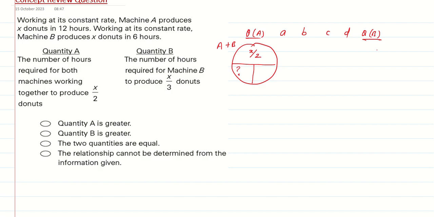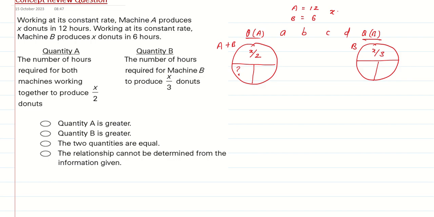What about B here? Only X by 3 donuts is given, only by machine B. Look at the parent question. Machine A produces X donuts in how many hours? 12 hours, working at a constant rate. Machine B produces the same in 6 hours. So machine A takes 12 hours and machine B takes 6, for the same X donuts.